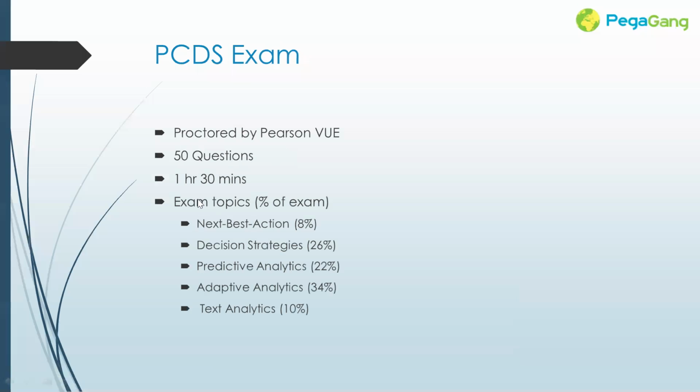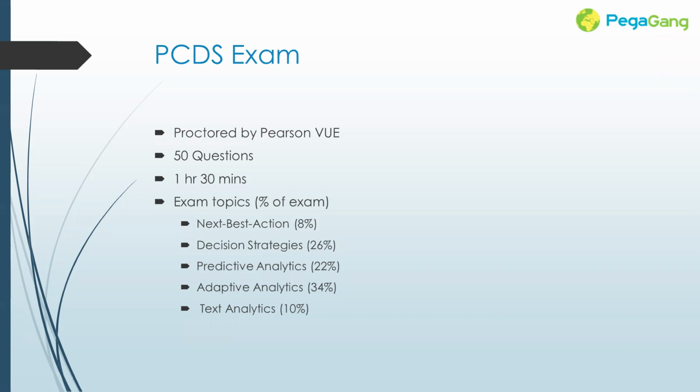Now, this PCDS exam is proctored by Pearson. Pearson is a training and examination conducting company, which hosts various exams on various technologies. Pega has partnered with Pearson to host the Pega Certified Data Scientist exam. The exam consists of 50 questions and it is carried out in 1 hour 30 minutes.